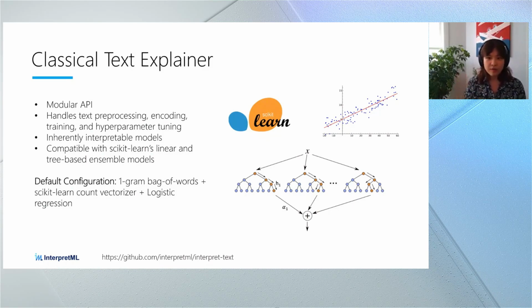Obviously, you can supply your own data set without any external procedures, and it's compatible with linear models with support for coefficients and tree-based models. This API is modular, and users can swap out nearly all the components. The default configuration we have for users is a 1 gram bag of words for scikit-learn.